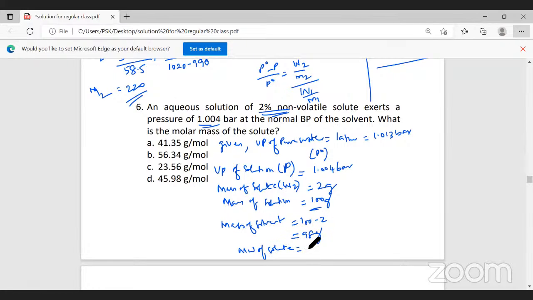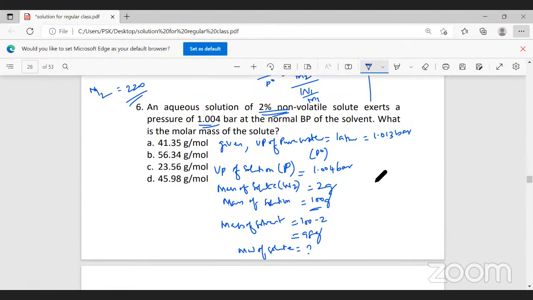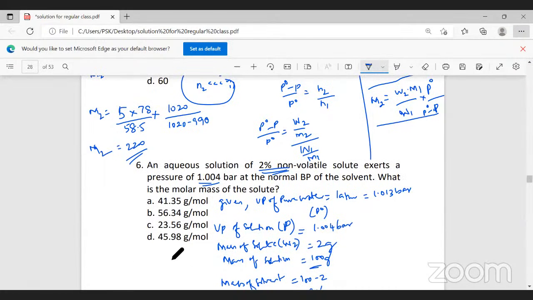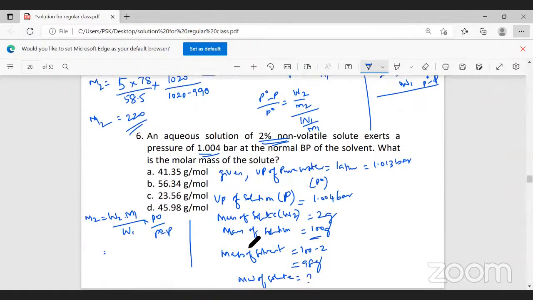How do you find the molecular mass of the solute? We use the formula from the previous question, where we learned it as M2. The formula I'll write here: M2 equals W2 M1 divided by W1 into P naught divided by P naught minus P. So what is W2? The weight of the solute is 2. What is M1? We have the molecular mass of the solvent.